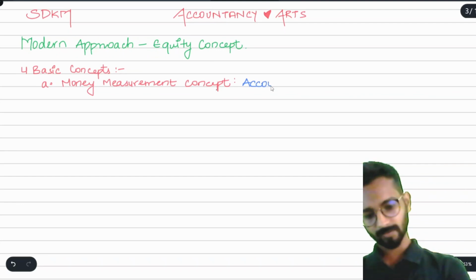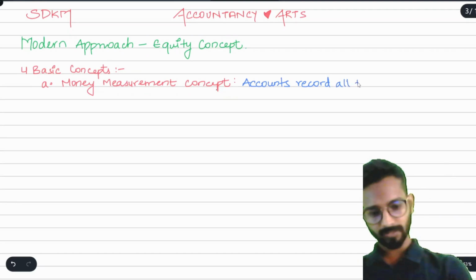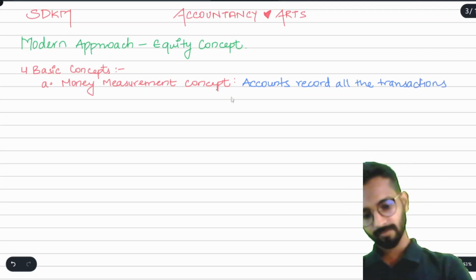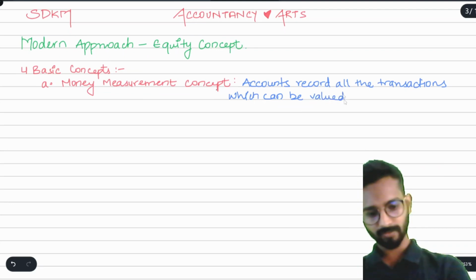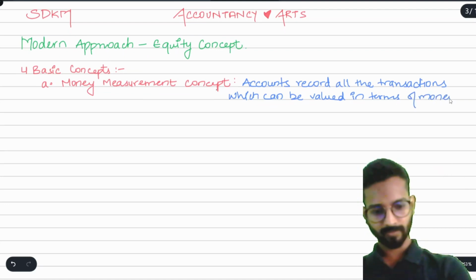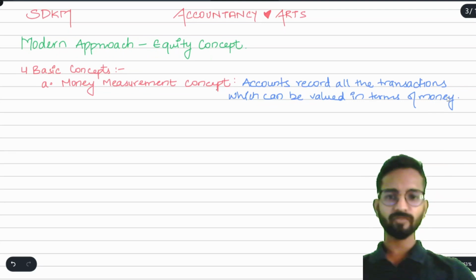Okay, I will be writing here that accounts record all the transactions which can be valued in terms of money. If it can be valued in terms of money, you can record it.